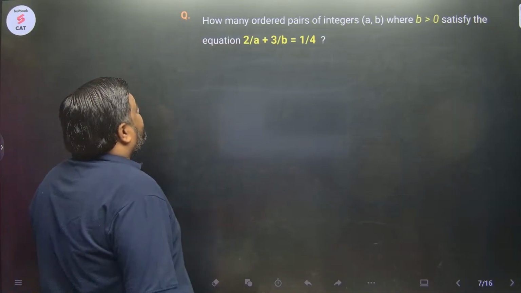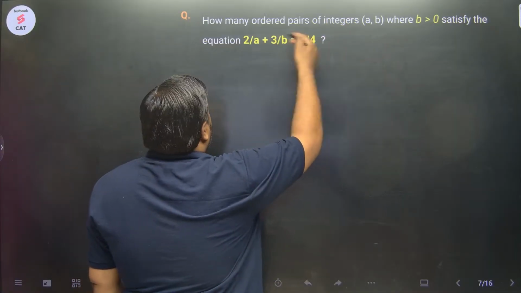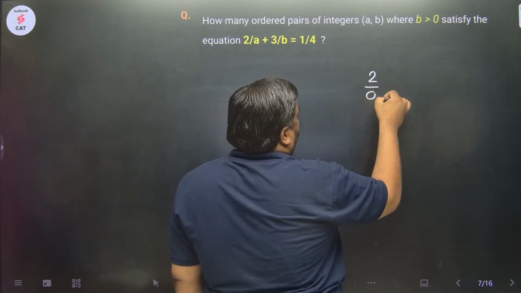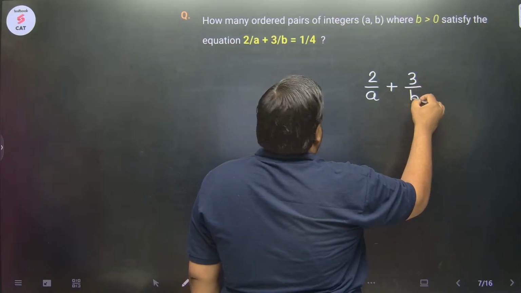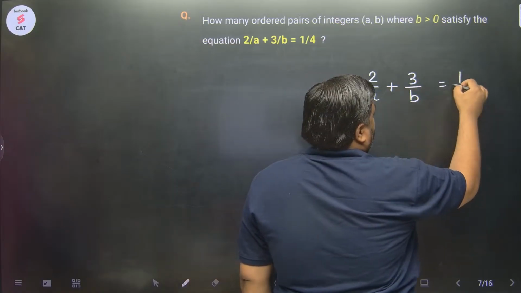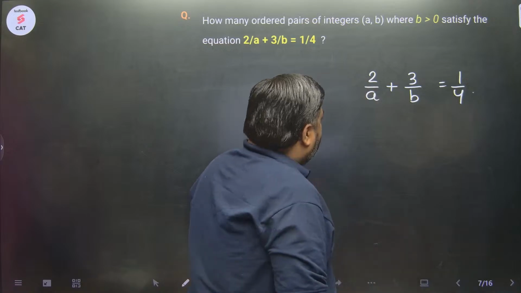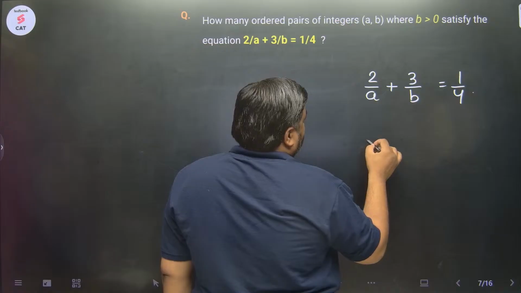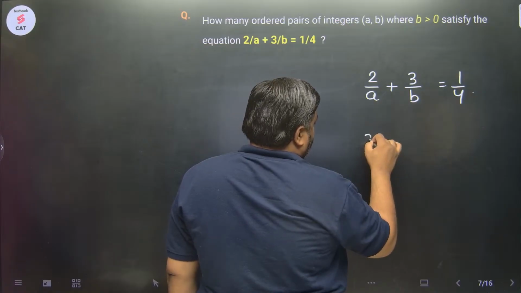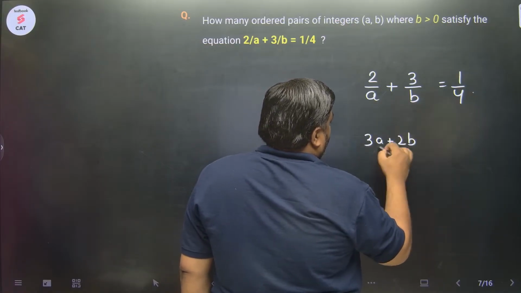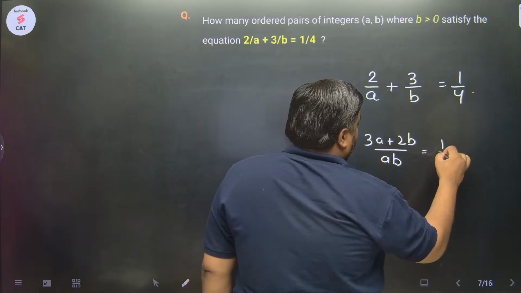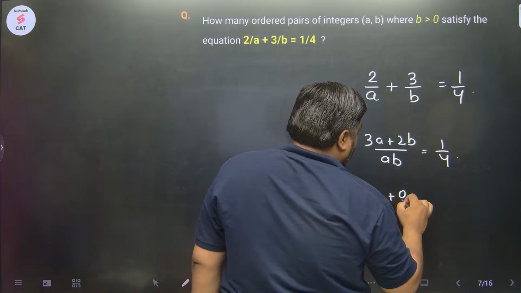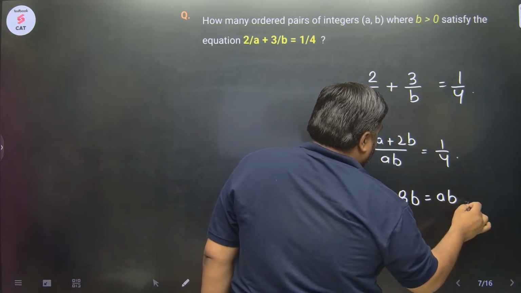makes no sense. How many ordered pairs of integers where b is greater than 0 satisfy this equation? Right. So the equation that we have is 2/a + 3/b = 1/4. Right. ओके देखो, हाउ टू सॉल्व सच क्वेश्चंस. आपको क्या करना है, थोड़ा सा इनको सिंप्लीफाई करो. You will get, ऐड किया तो (3a + 2b)/ab = 1/4. So this is 12a + 8b = ab, right?